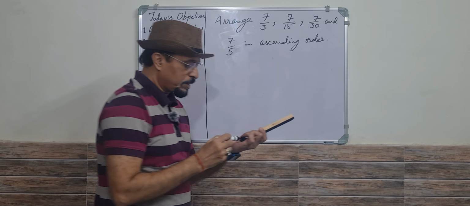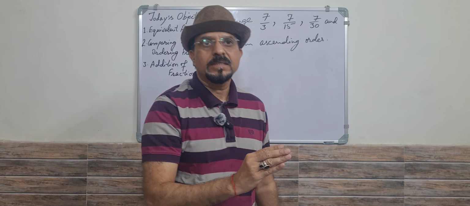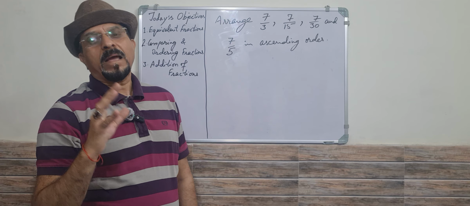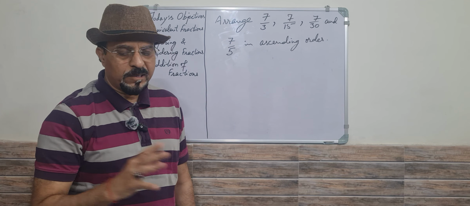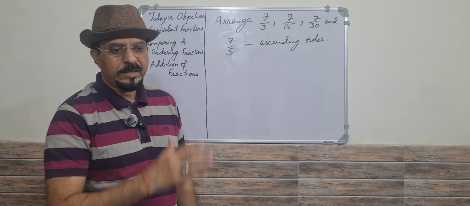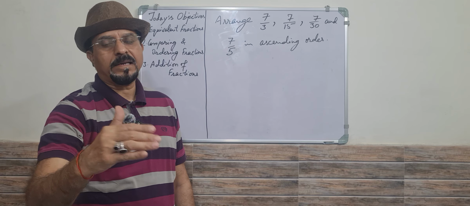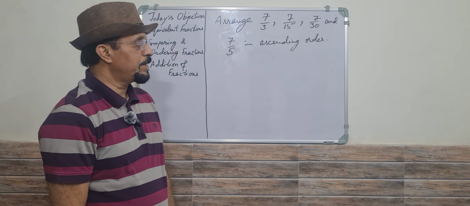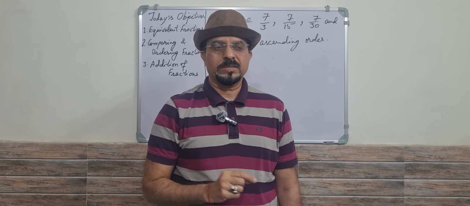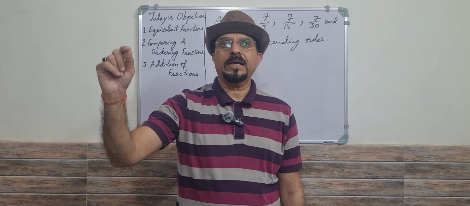Ascending order, I hope it is clear to you that ascending order means starting from the smallest and reaching the greatest. Whenever you have to arrange any number or any series of numbers or any fraction in ascending order, it means first the smallest one, then the next greater, then the next greater, and last the highest. Then it is ascending order. For example, 1, 2, 3, 4, 5. For example, 2, 5, 7, 9. For example, 3, 7, 9, 11.